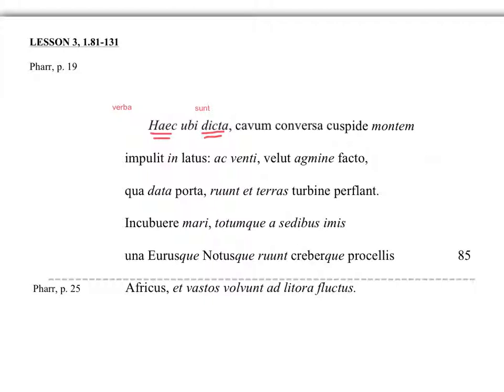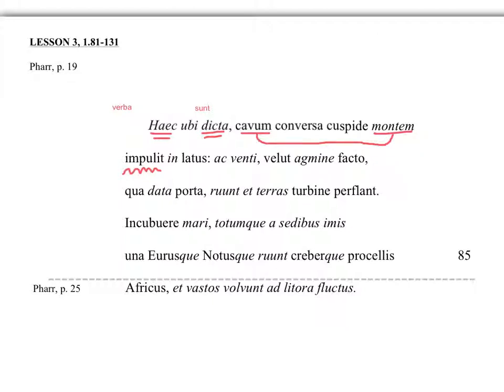The subject is Aeolus, and the verb is impulit. He struck. It's from impello, impellere, impuli. So this is the perfect tense. He struck the, and then here's your object, cavum montem. Montem, the hollow mountain.